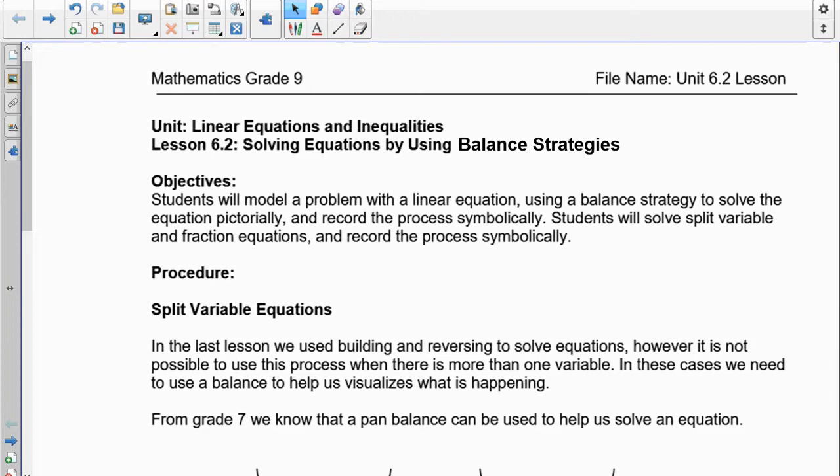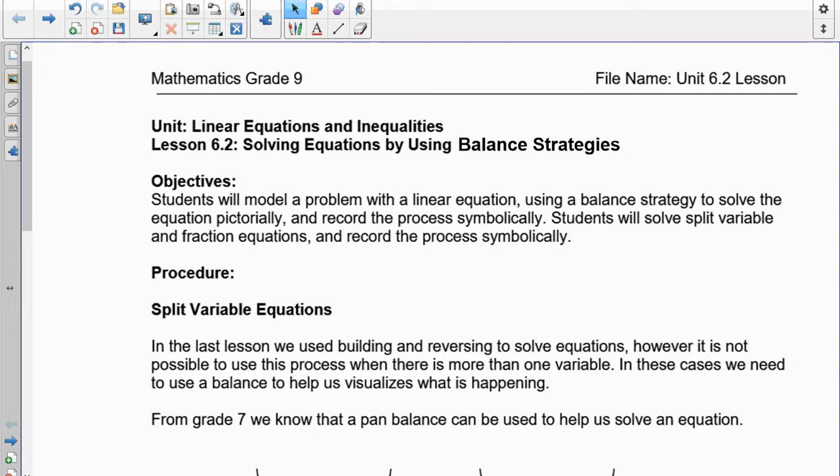Good afternoon, grade 9s. Today we're going to look at linear equations and inequalities, lesson 6.2. In this lesson, we're going to take a look at solving some equations using some balance strategies to help you see how to address split variables. That's where you have variables on both sides of an equation, on the equal sign.